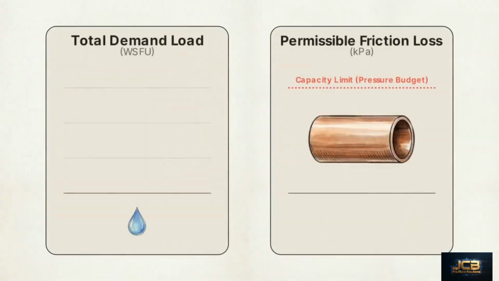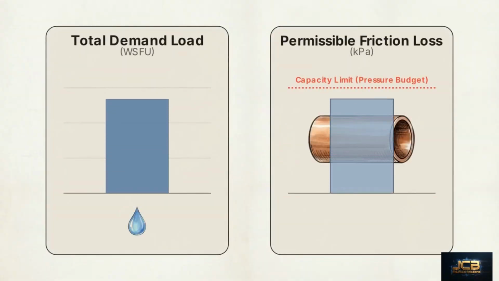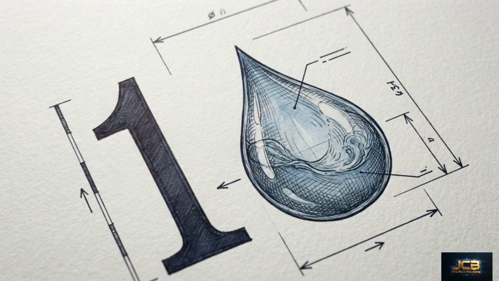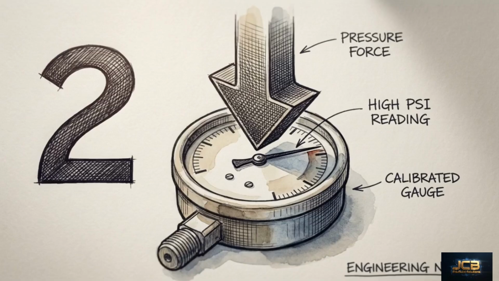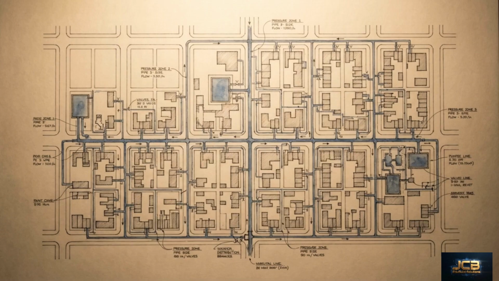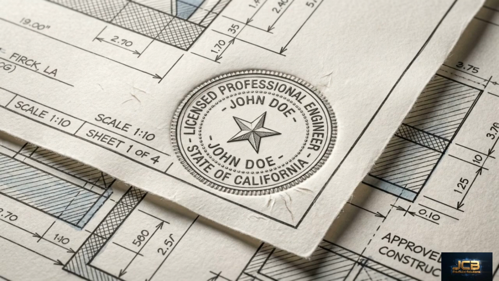Achieving this requires you to strike an exact mathematical balance between two variables, the system's total demand load and its permissible friction loss. We determine this balance through a strict three-phase calculation workflow. First, we determine the peak volume demand. Second, we evaluate the static pressure lost to gravity. And third, we factor in the dynamic friction loss generated by the pipes themselves. Mastering this specific sequence provides the mathematical bedrock for safe plumbing design, and executing it perfectly is a requirement for anyone pursuing their professional board certification.